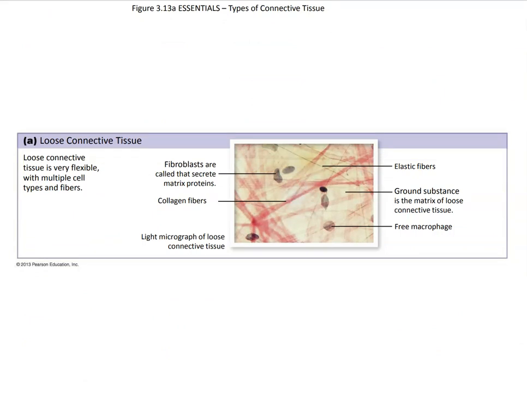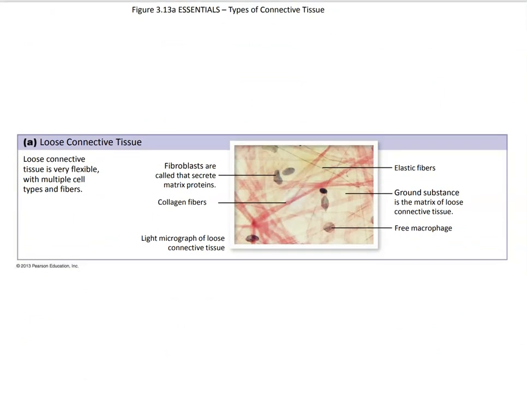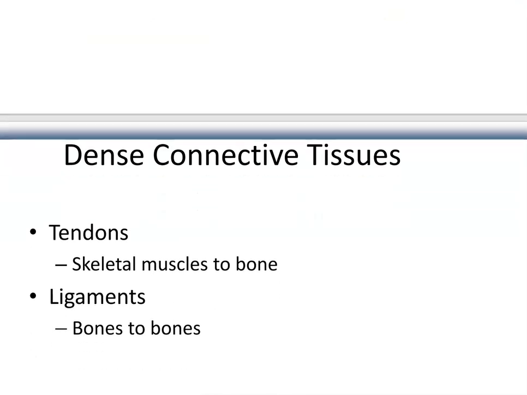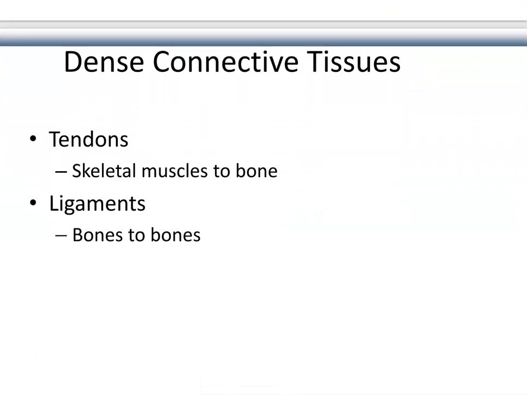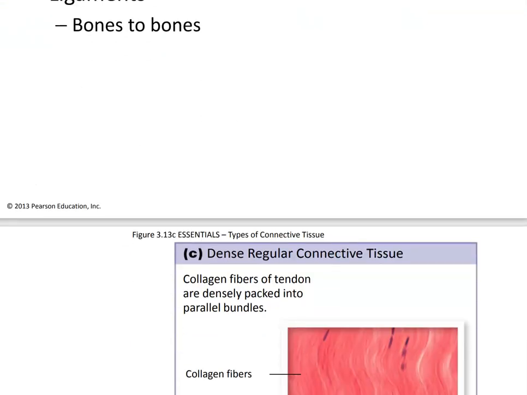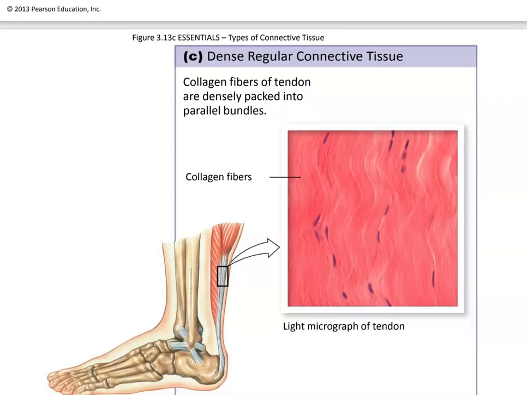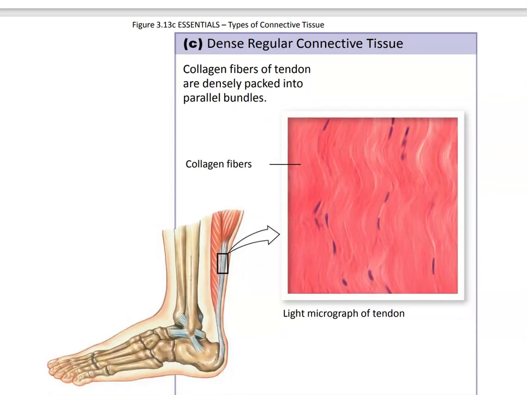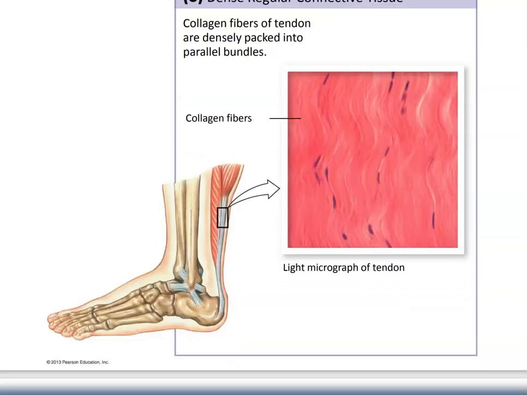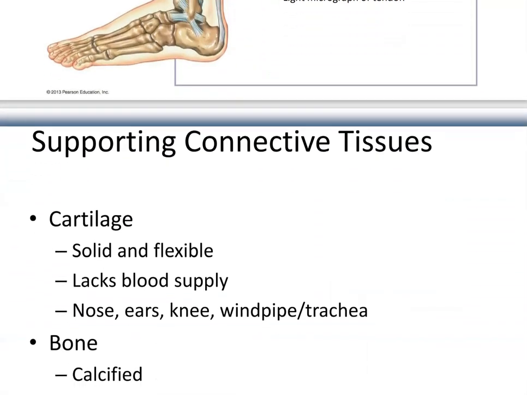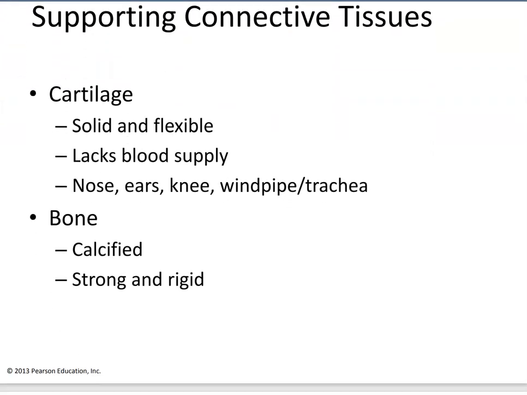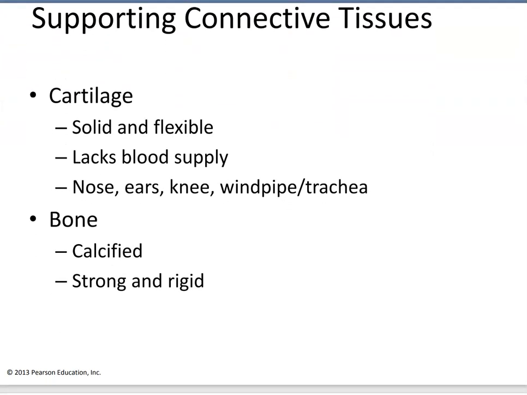Here's some images of different types of connective tissue. Here you have loose connective tissue, and then we also have dense connective tissue such as tendons and ligaments. And here would be an example of dense irregular connective tissue. There are lots of collagen fibers that give a tendon its strength. And supportive connective tissue, cartilage, can be flexible. It usually doesn't have any blood supply, so think of cartilage that you have in your nose, the ears, and the trachea, for example.